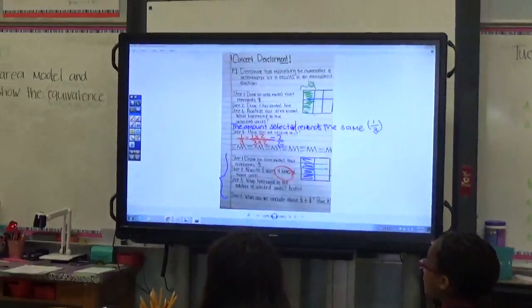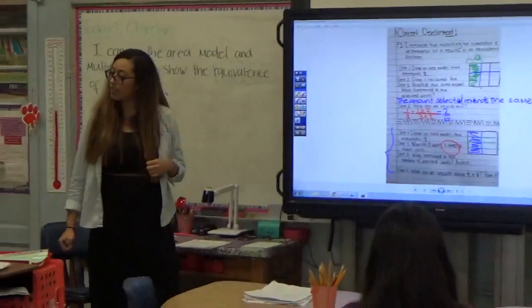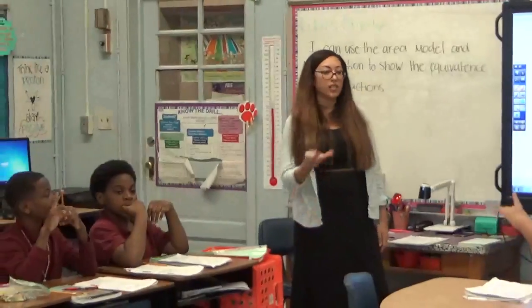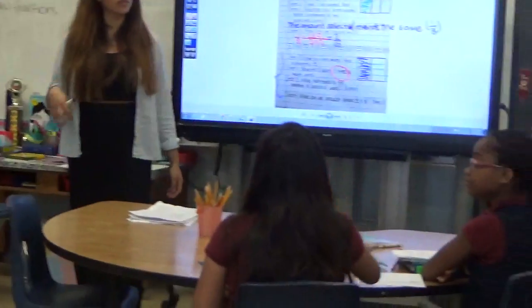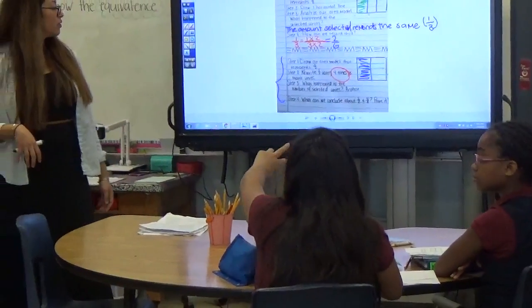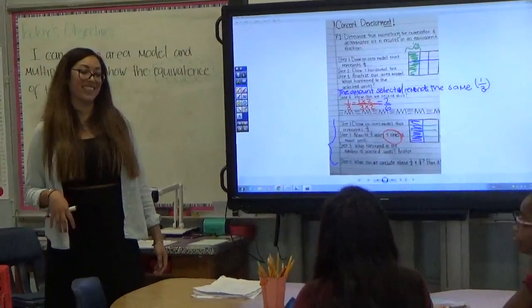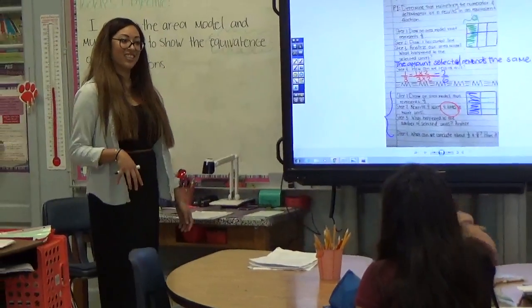Yeah. How do you know that, Baker? Because you just added 3 lines. Because I just added 3 lines. Amethyst, can you talk about that? Because you didn't change anything. You just decomposed it into 4s. But you didn't shade them in because it was already shaded.